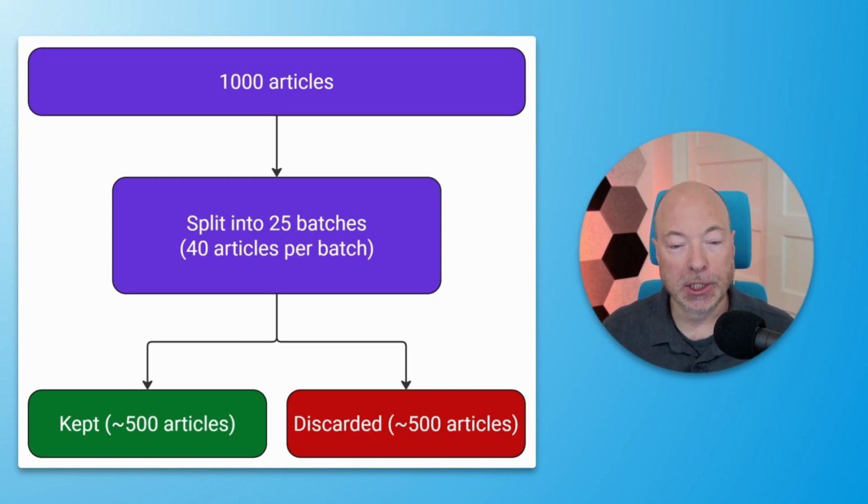We can employ batching. So what I found works well is to process up to 40 articles at once in a single batch. And that means if we have 1,000 articles, we would need to process 25 batches of 40 articles each. You can experiment with this number. There's no hard and fast rules here, but 40 works well for my pipeline. So we'll split these up, process one batch at a time, and then store whether the articles should be kept or discarded. We should expect roughly half of the articles to get discarded at this stage.